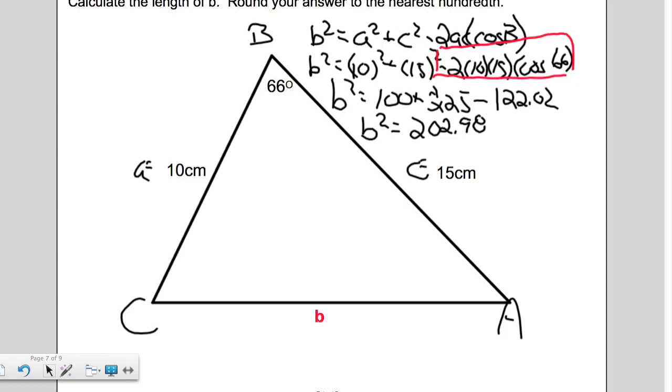So what's the square root of that? That's going to get b. So what's b? 14.25? So therefore b is equal to 14.25 centimeters. This is a matter of drawing a triangle and just plugging in numbers afterwards.